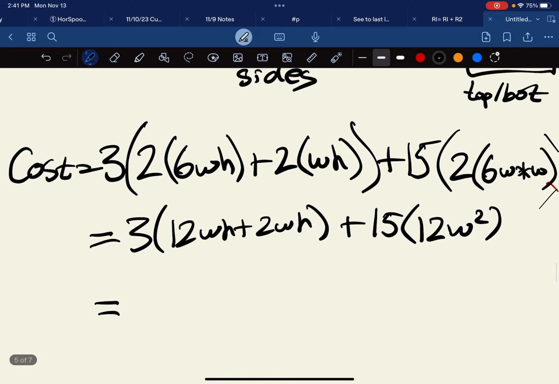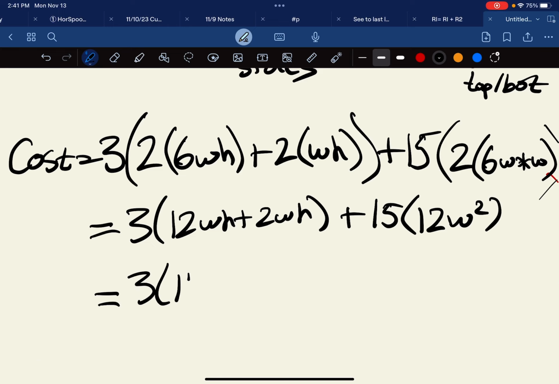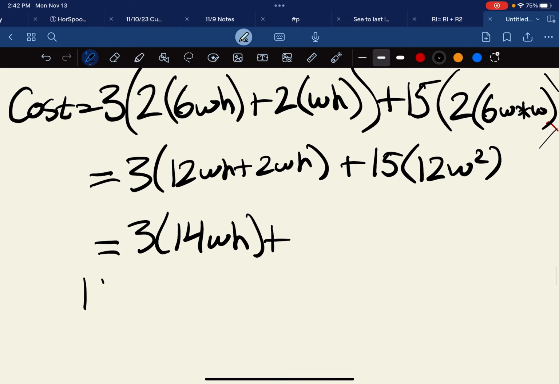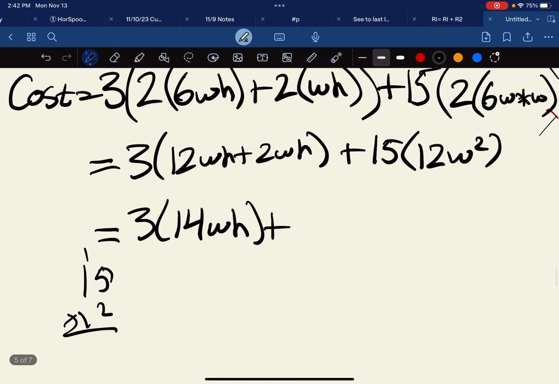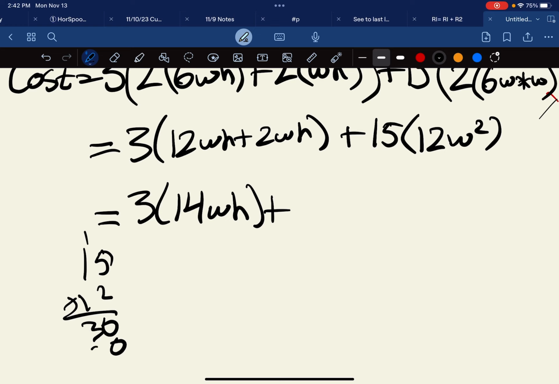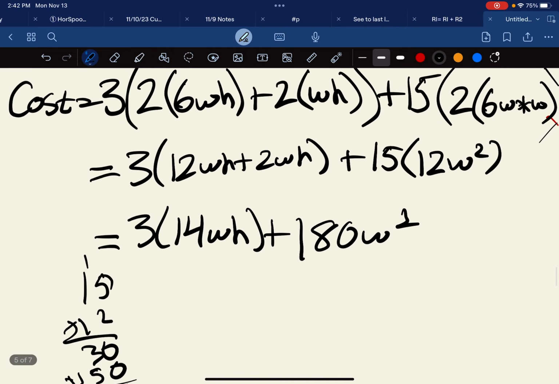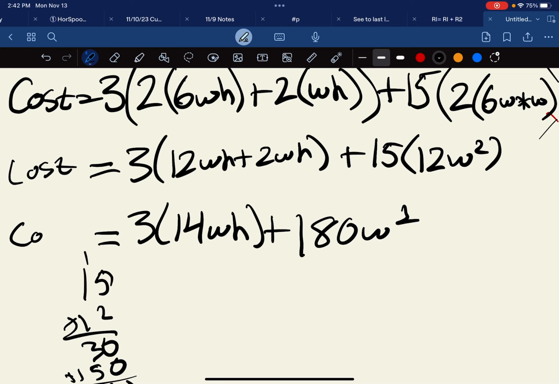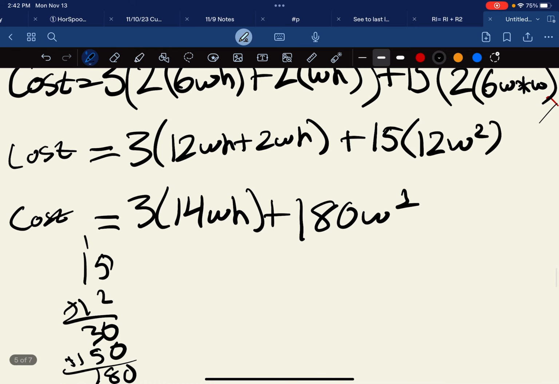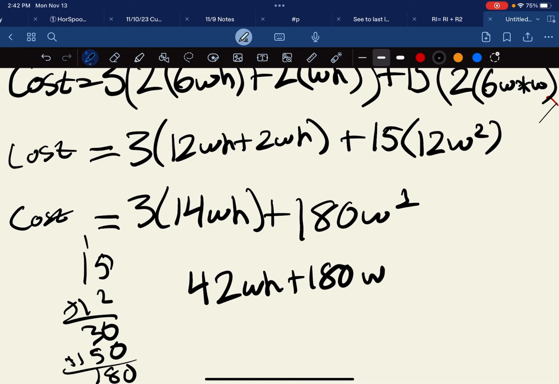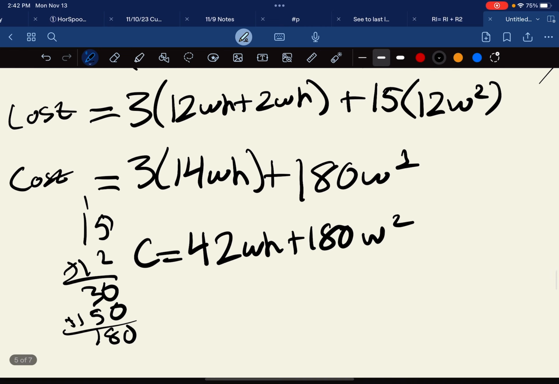And then that's going to be 3 times 14WH plus 15 times 12, 180 W squared. And we're still talking about the cost. So we could do 3 times 14, which is 42WH plus 180W squared. All right, so this is our cost formula.